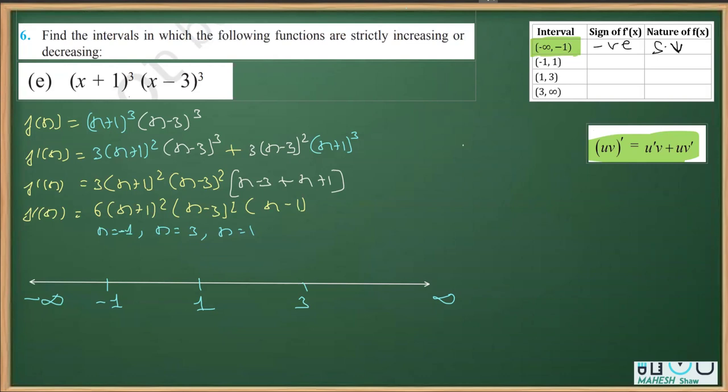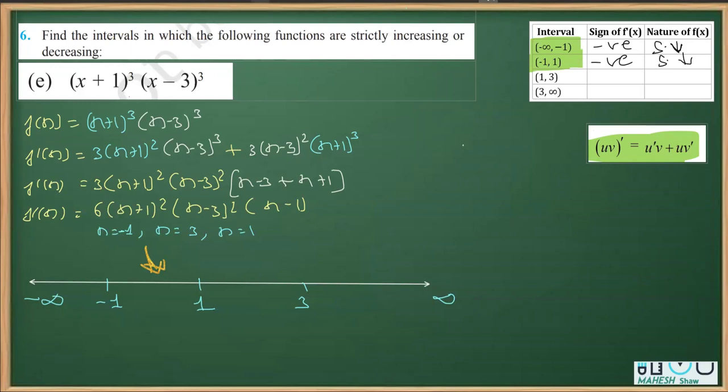Now the second interval is minus 1 to 1. I can place 0, right? If I place 0 here, this is positive, and this is negative, so in this case also we are getting negative. So in this interval, again the overall sign of f dash x is negative. So again, it is strictly decreasing.